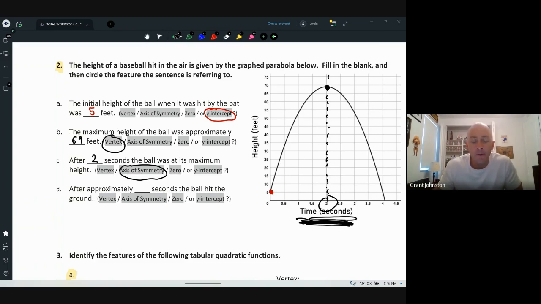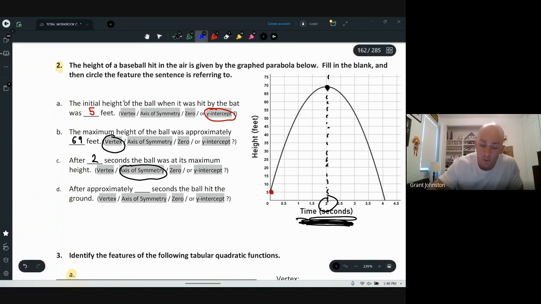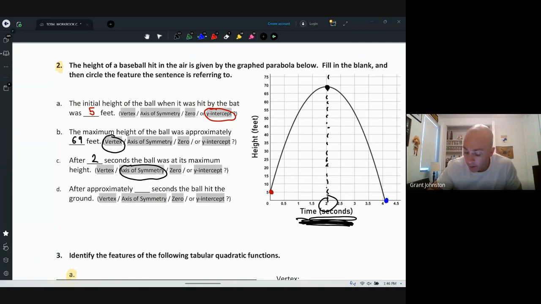And then D says after approximately how many seconds the ball hit the ground? Well, the ball looks like it hit the ground a little past 4, way over here, right? That's when it hits the ground at height 0. And I'm going to estimate that at about 4.1 seconds.